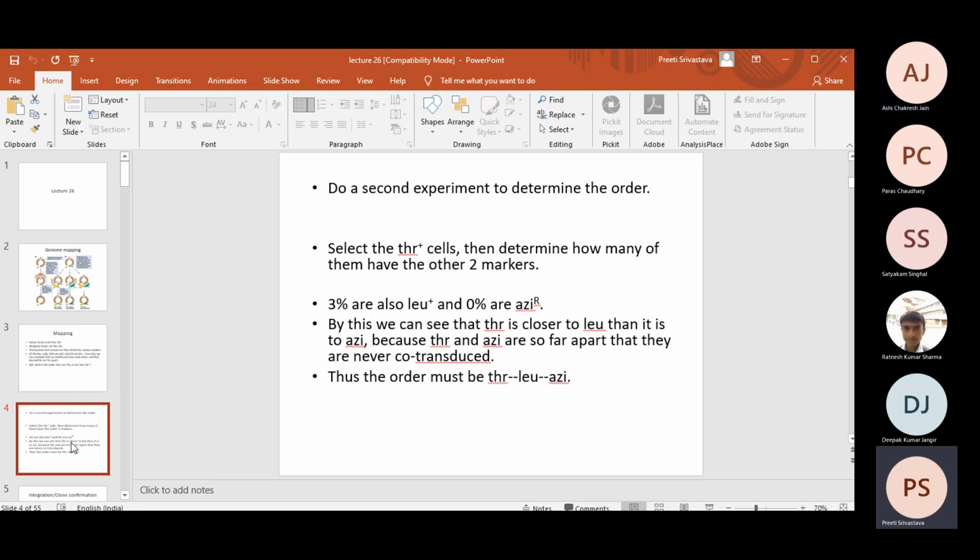Yes, ma'am, it is. So that means if I give you a few examples, I hope you will be able to determine the map, right? Yes, ma'am. Okay, good.